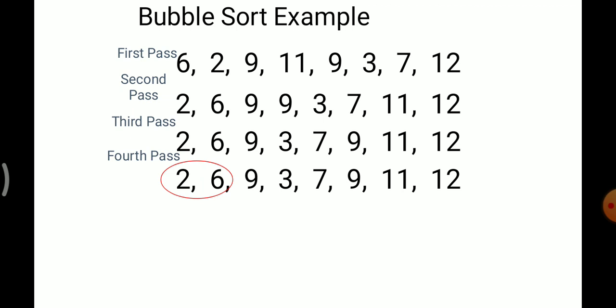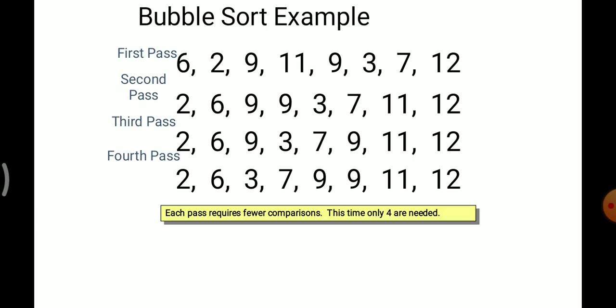In the third pass, 11 and 12 are at their correct positions. In the fourth pass, 2 and 6 will be compared, and after this 6 and 9 will be compared, because there is no need of exchanging their positions. Hence the 9 and 3 will be compared, and in this comparison the 3 will get the position of the 9 and the 9 will get the position of the 3. After this the 9 and 7 will be compared, and in this comparison also the exchange of their positions will take place.